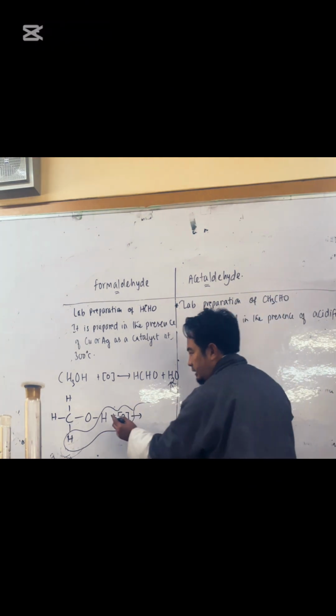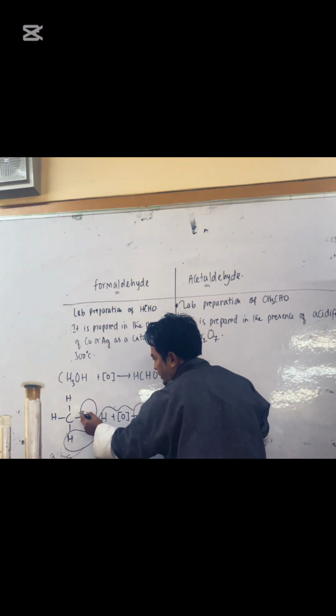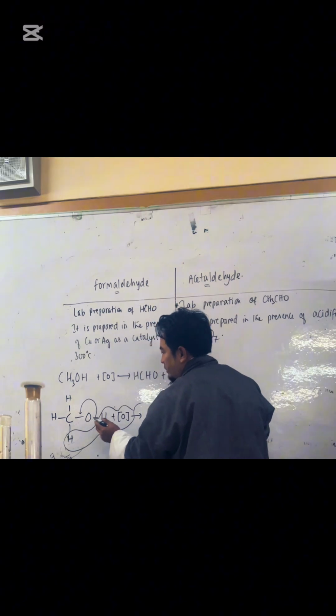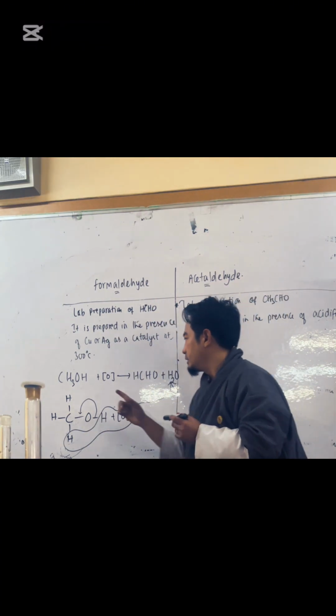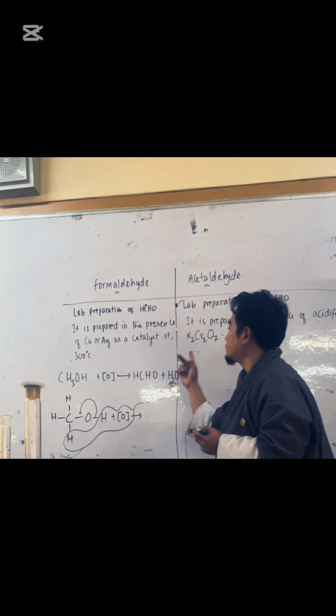Okay, and do you see here? This bond is going to shift here and form a double bond. Double bond. So what do you have here? Two hydrogens are here, one carbon, double bond, and one oxygen. So you have that structure.